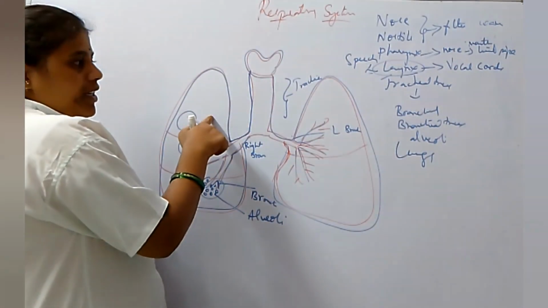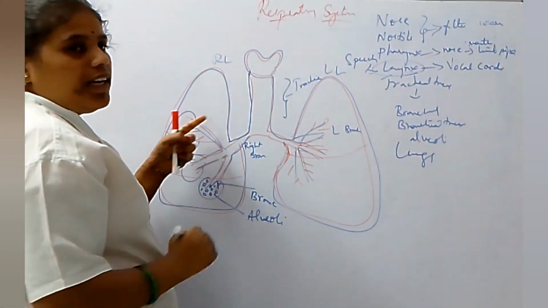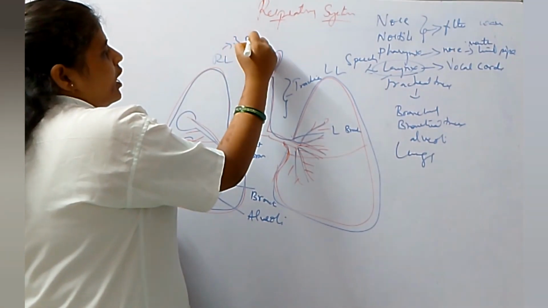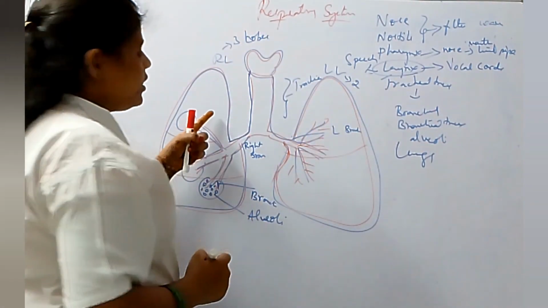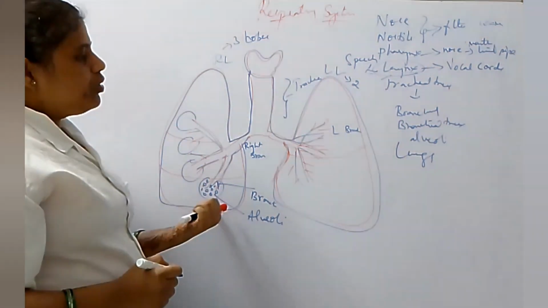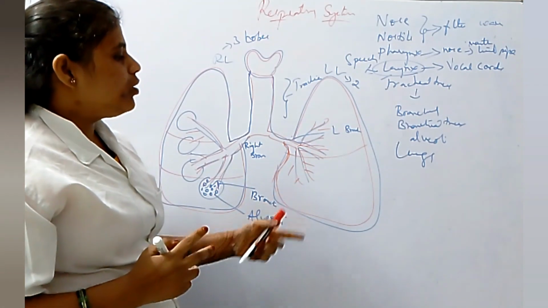This is the right lung, and this is the left lung. The right lung has 3 lobes: upper lobe, middle lobe and lower lobe. The left lung has 2 lobes: upper lobe and lower lobe.